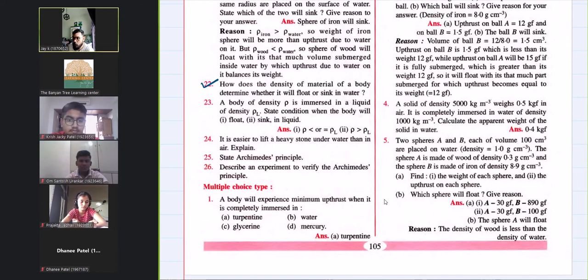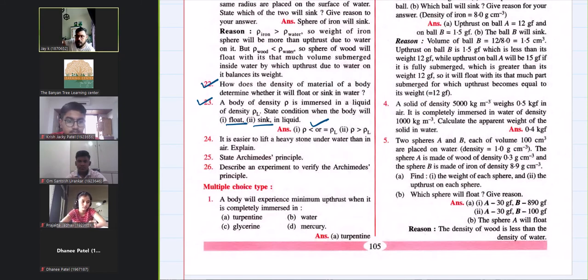Then a body of density rho is immersed in a liquid of density rho L. State the condition when the body will float or sink. For floating, the density of the body should be less than or equal to the density of the liquid.